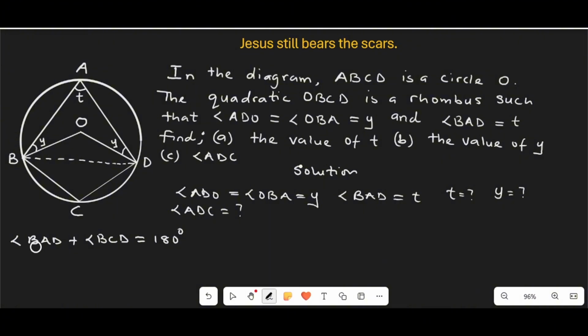And angle BAD is given as T. So let us substitute T into this equation. T plus angle BCD equals 180 degrees. Let us transpose T to the right hand side, and we are going to have angle BCD equals 180 degrees minus T.